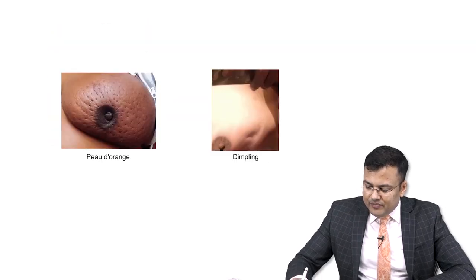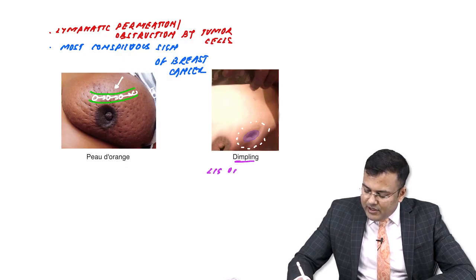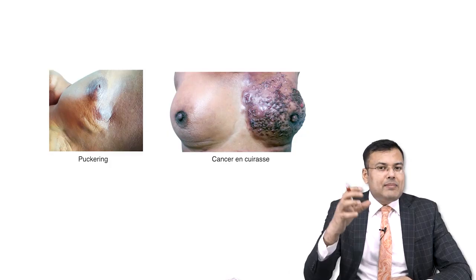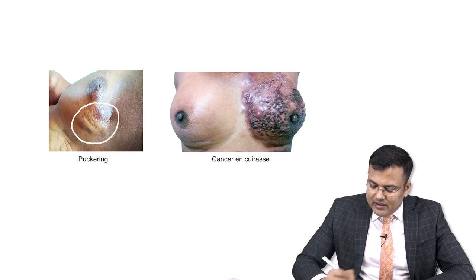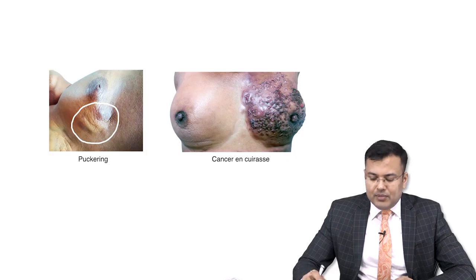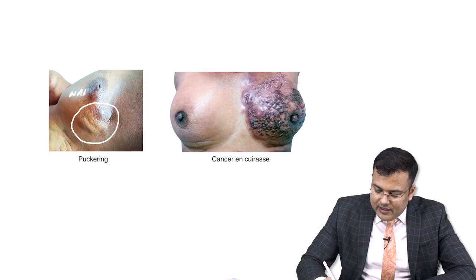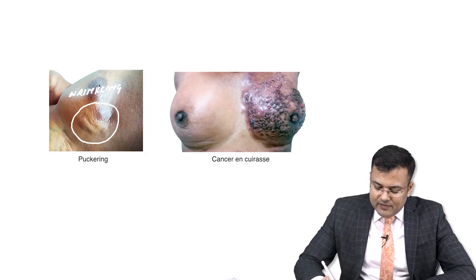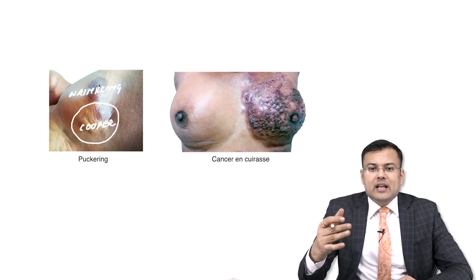In this case, you can notice that there is dimpling because of involvement of the ligament of Cooper. In puckering also, you can see here, there is wrinkling of the breast skin. Again here, there is involvement of the ligament of Cooper. That is puckering. So dimpling and puckering both are because of involvement of the ligament of Cooper.